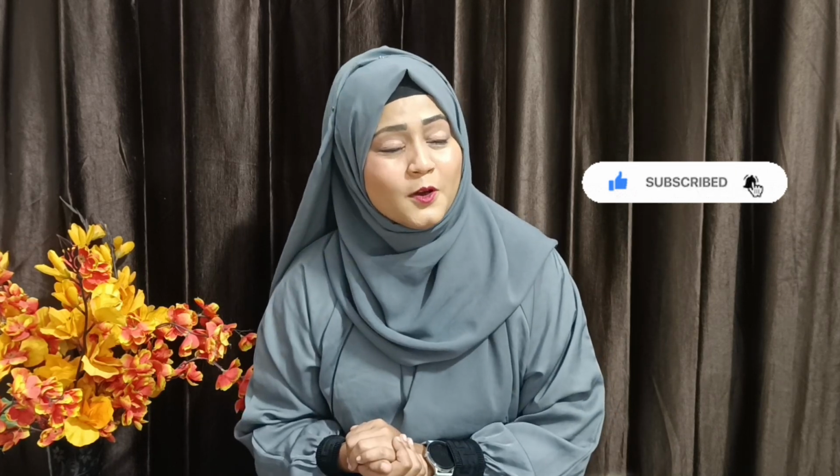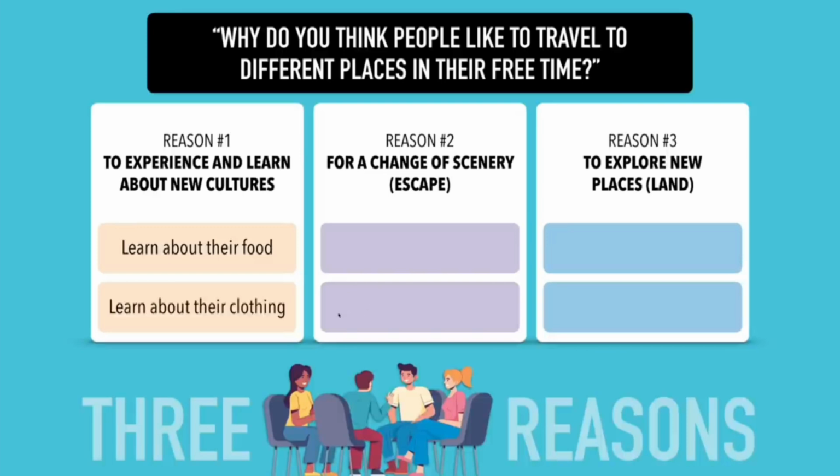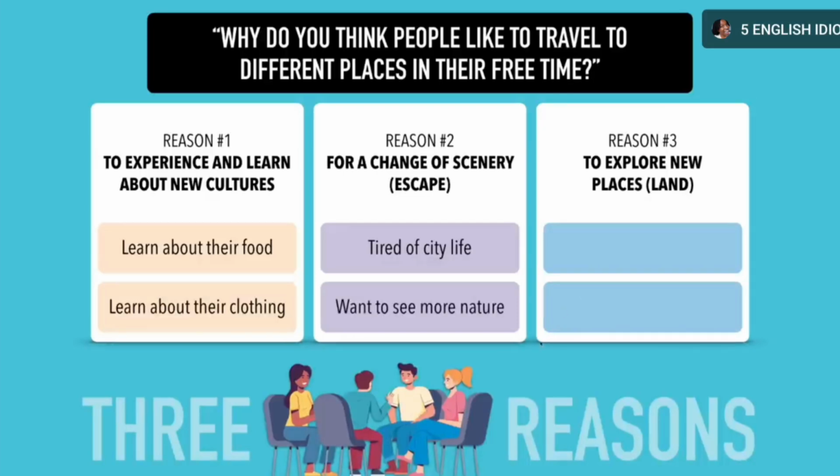But I want you to look below each of the reasons that I started here: there are 2 colored boxes. Now let me explain these boxes under my reasons. I am giving you more information. For example, learn about their food, learn about their clothing. Now reason number 2, for a change of scenery. Why? Because they are tired of city life or they want to see more nature. Reason number 3, to explore new places or lands. Why? Because the person is adventurous or maybe they think it's exciting to explore new places. Now what's happening? My ideas and my thoughts are based on my 3 reasons.